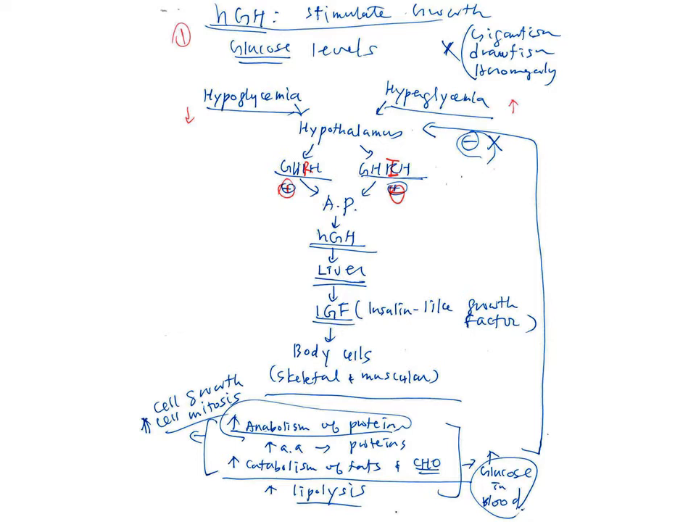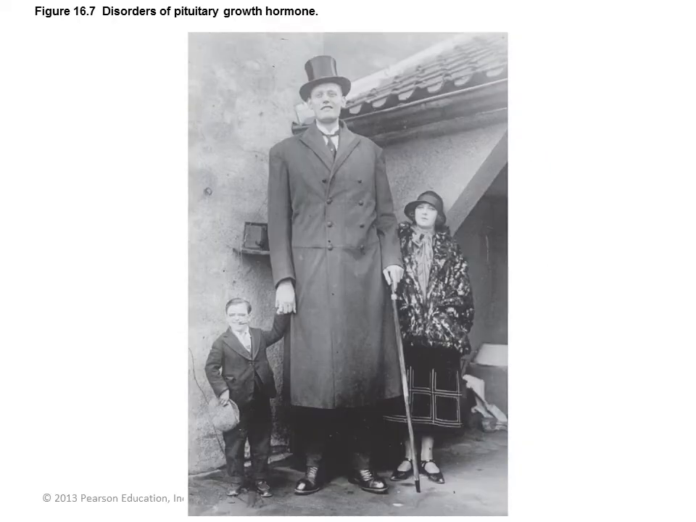And in the liver, it works through IGF, and the target cells are skeletal and muscular tissue, to produce more glucose in the blood through more carbohydrate and fat breakdown, and also more amino acid uptake, so more protein such as muscle can be made, and cell growth and cell mitosis occur. Homeostatic imbalance of growth hormone can be hypersecretion, which in children results in gigantism and in adults results in acromegaly, and hyposecretion in children results in pituitary dwarfism.